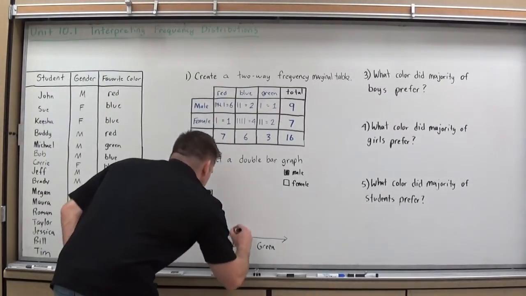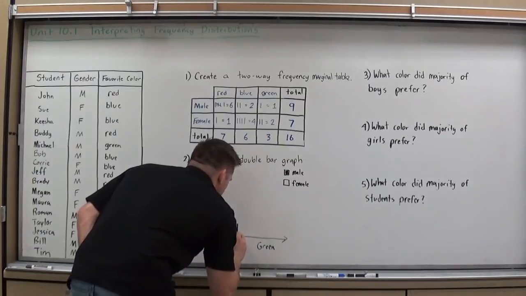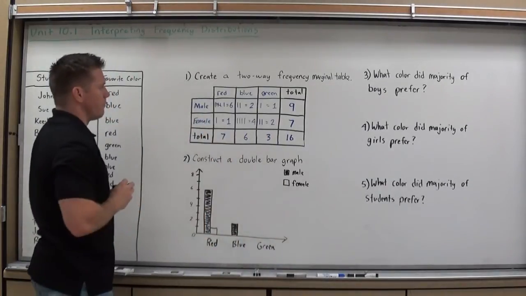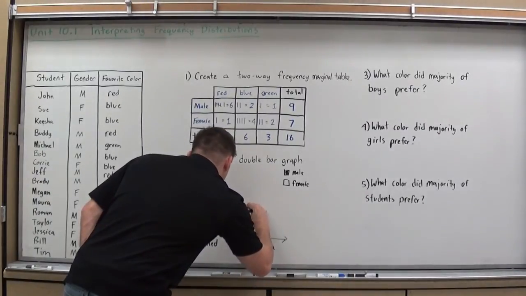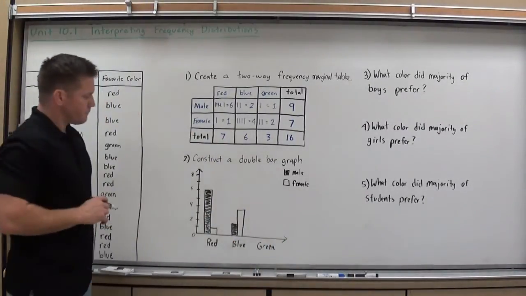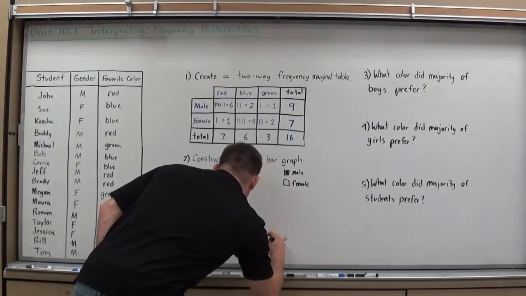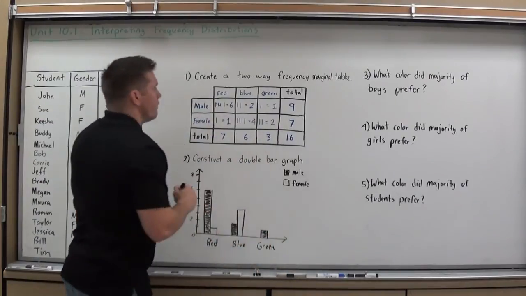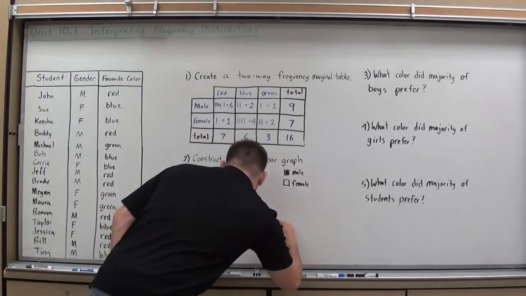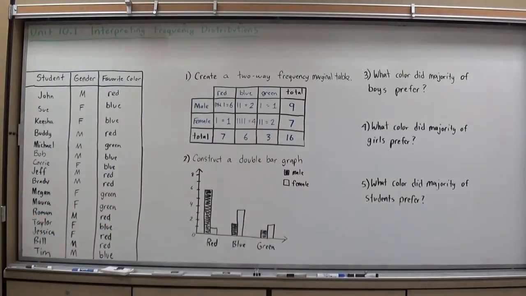Blue males should go to 2. So I'll go up to 2, color it in. And females that preferred blue was 4. And that one will not be colored in. Males that prefer green should go up to 1. Females that prefer green should go up to 2. That's white. And so I've made a double bar graph now to represent that information.